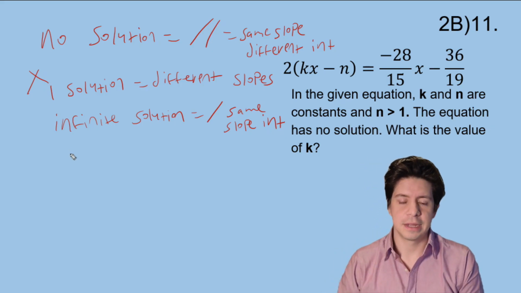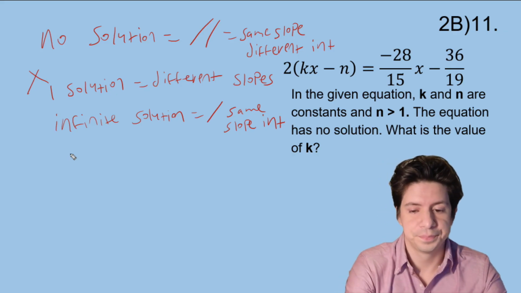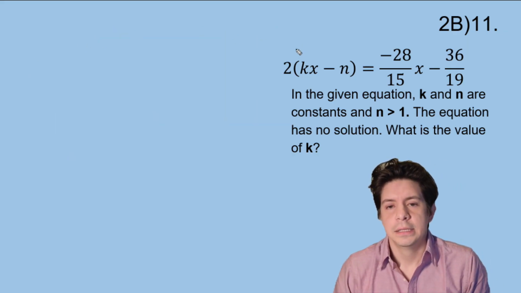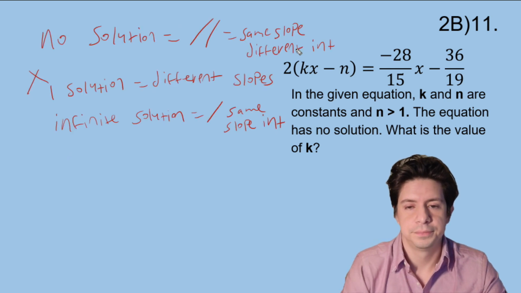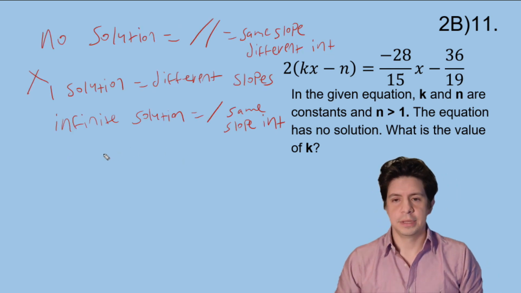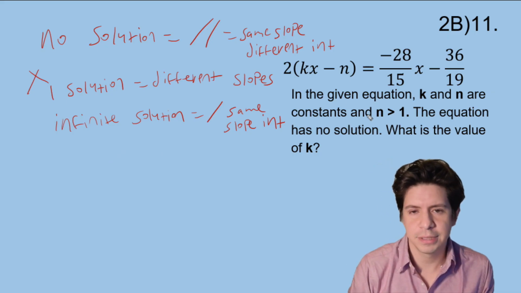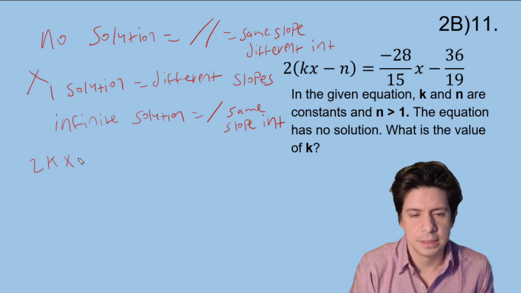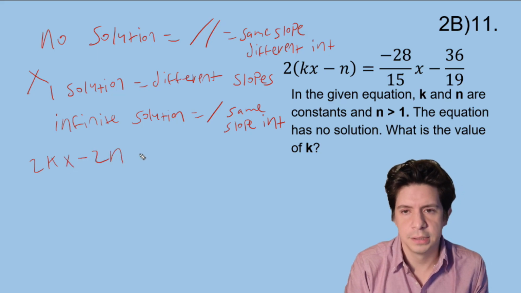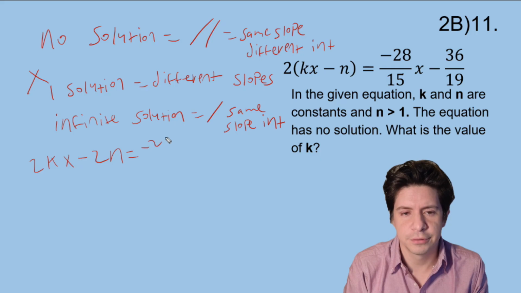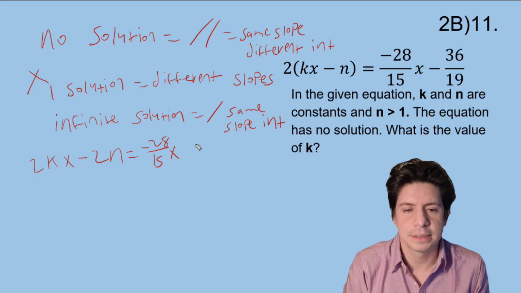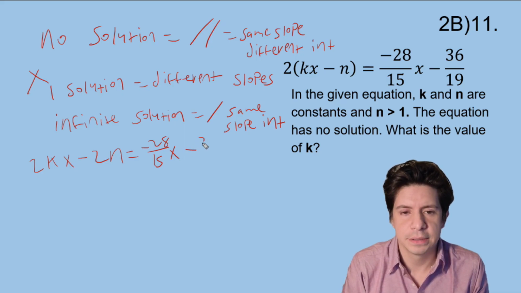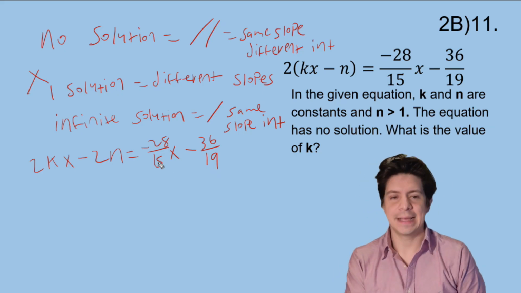So for this, right, how do we do it? In the given equation, k and n are constants. So I'm going to distribute the 2 just to start working with things. So we're going to get 2kx minus 2n equals negative 28/15 x minus 36/19. So the thing with the x has to line up.